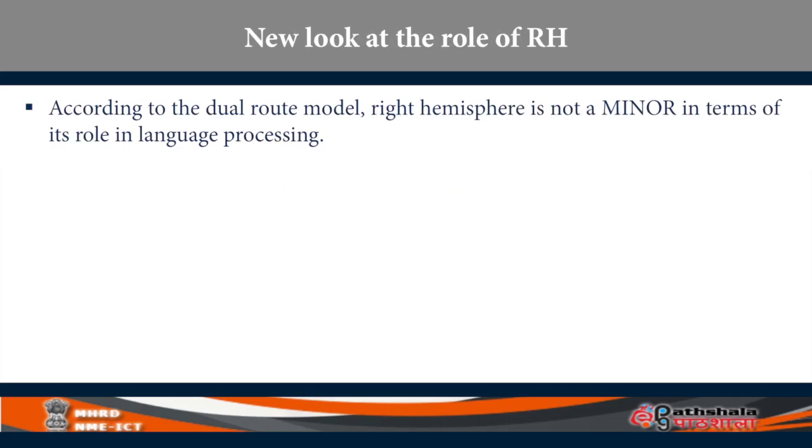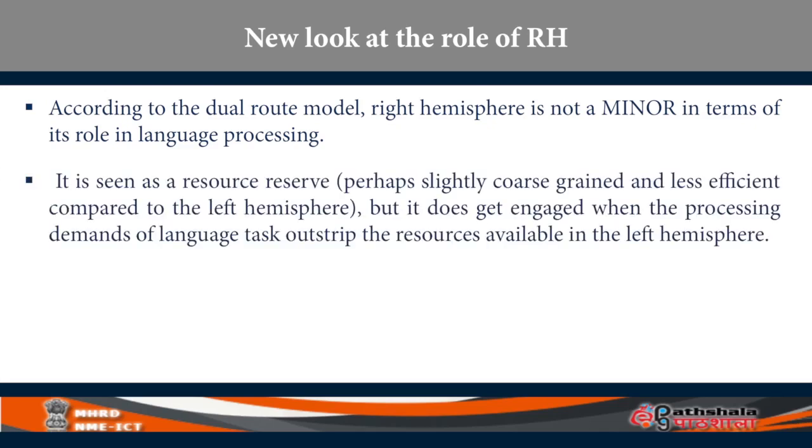People are now paying more attention to the so-called minor or right hemisphere. In the classical model, they ignored it and said the right hemisphere doesn't play much role in language. Now they are looking more closely at the right hemisphere. According to the dual stream model, the right hemisphere is not minor anymore. It does play an important role in language processing. It is seen as a resource reserve, slightly coarse-grained and maybe less efficient compared to the left hemisphere, but it does get engaged when a particular task demands a lot of processing. Then you have to recruit the right hemisphere. You can't manage only with the left hemisphere.